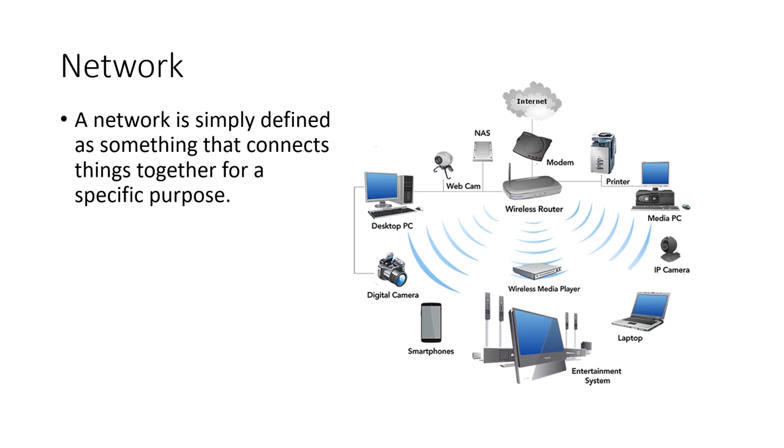Let's say you have a camera or smartphone or a desktop. You want to share some photos from your smartphone or camera to your desktop or somewhere else. You might have entertainment systems, a laptop, an IP camera like a CCTV camera, or a printer where you try to print something from this desktop. You may have wireless devices or wired devices, and a NAS, network attached storage, and they will connect to the internet. So this is what a network is.